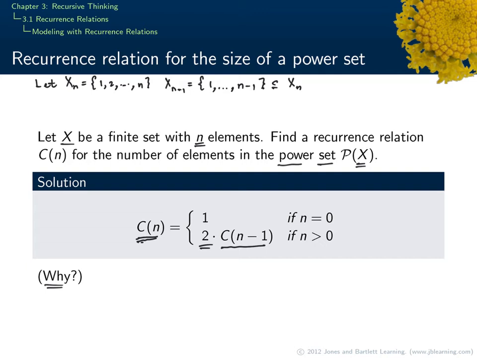Now, what is the number of subsets of this set x sub n? Right? Okay, so Cn, remember, is the size of the power set. So that's the number of subsets of this set x sub n. And I could get a good number of those subsets by just looking at the subsets of x sub n minus 1. So let's start there.